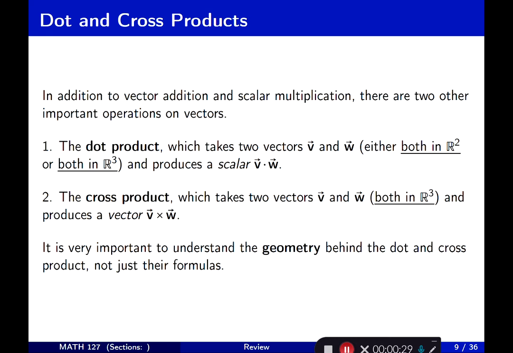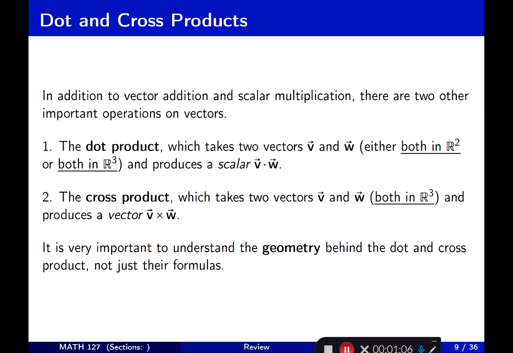One is the dot product, which takes two vectors, v and w. Either both have to be in R2 or both have to be in R3, and it produces a scalar valued output, v dot w. The cross product takes two vectors v and w, which both have to be in R3, and it produces an output of a vector, v cross w.